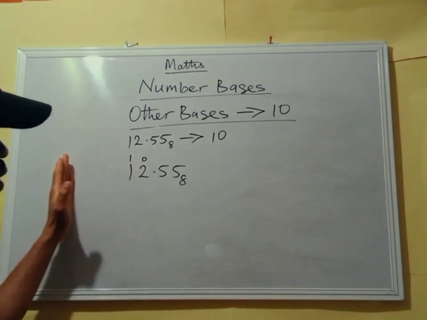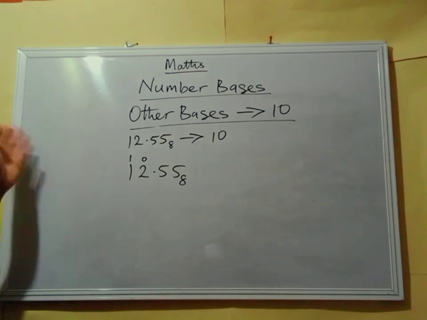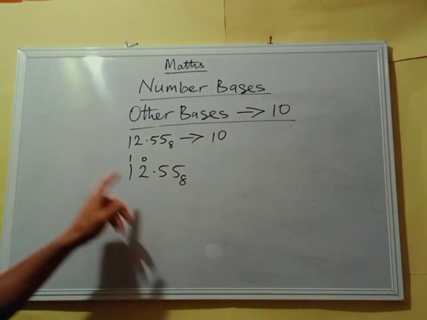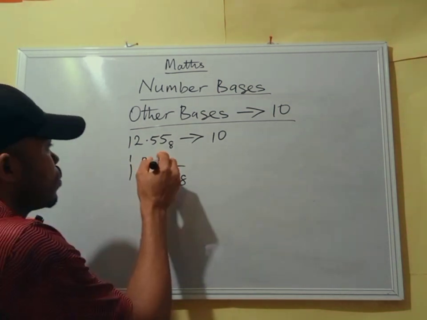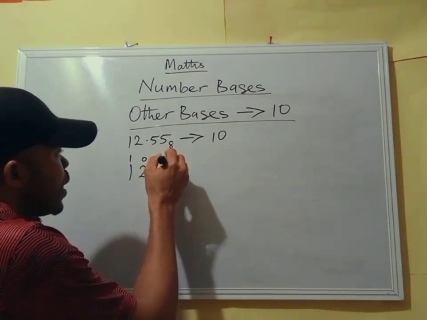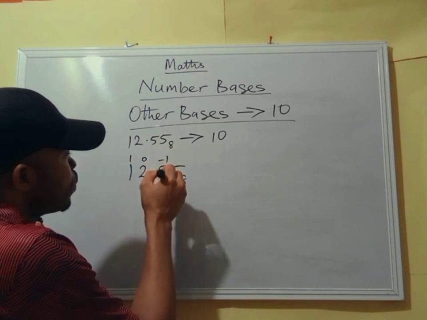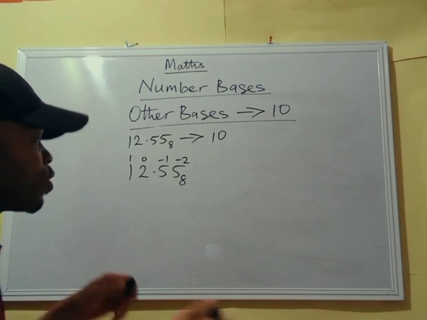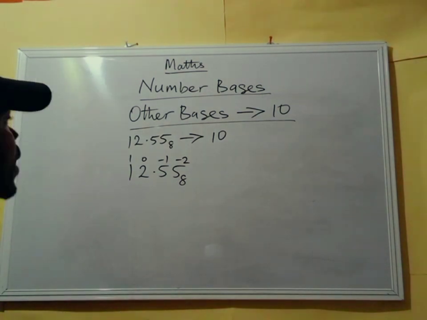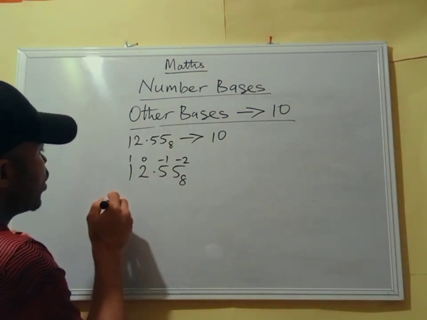Still have digits on this side, keep giving them power 2, power 3, and so on. But on the decimal part, you have to power minus 1, because after 0, the next lower number is minus 1. Then minus 2. You still have other digits, that will be minus 3, minus 4, and so on and so forth.